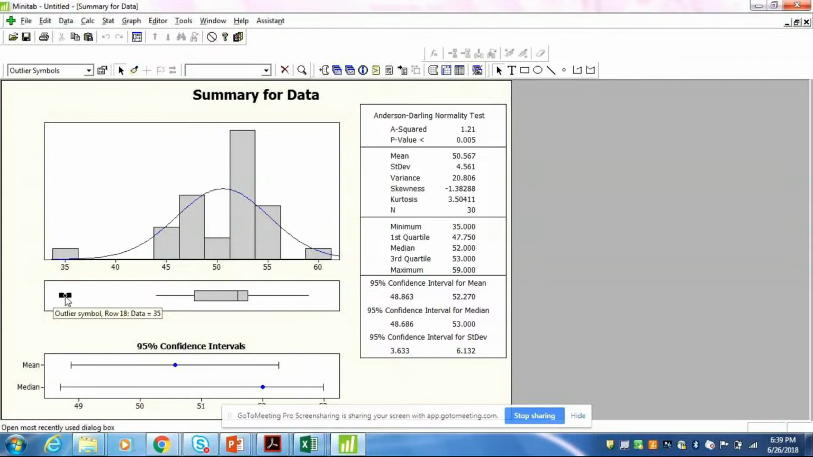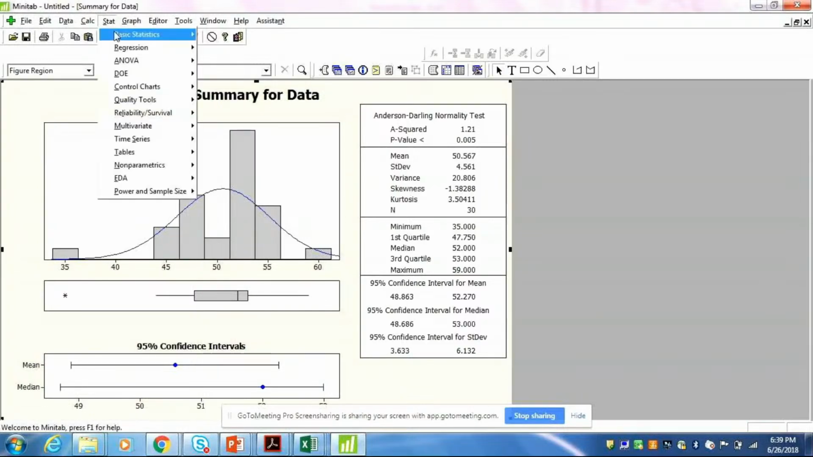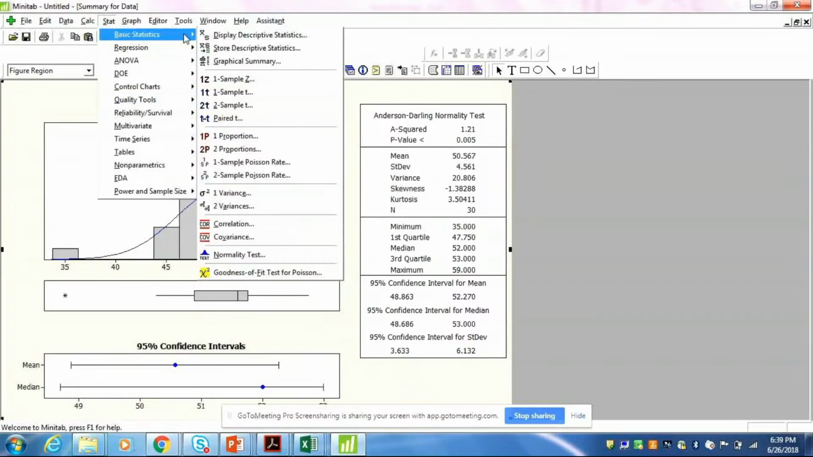So p higher than 0.05 means normal distribution. If it is lower than 0.05, that means not normal distribution. So this is one way of finding out whether the distribution is normal or not normal. There's another way. You go to Stat, you go to Basic Statistics, and you go to Normality Test.